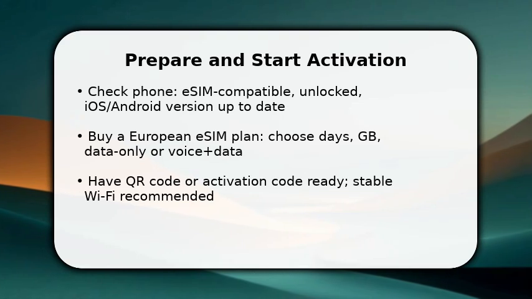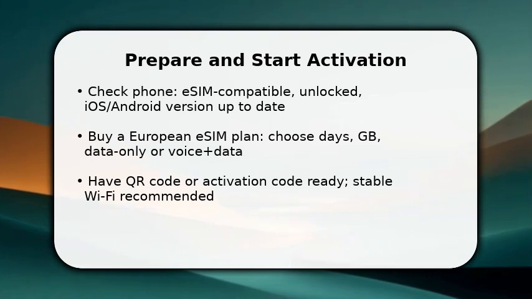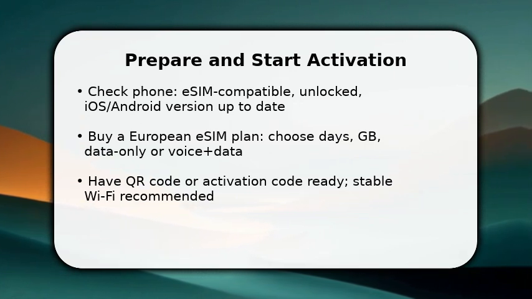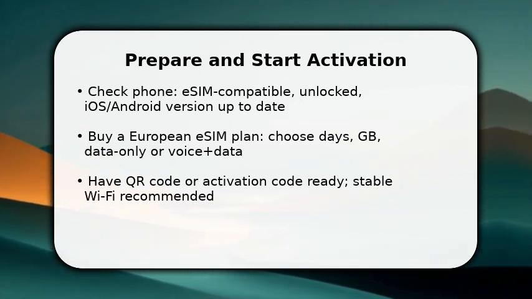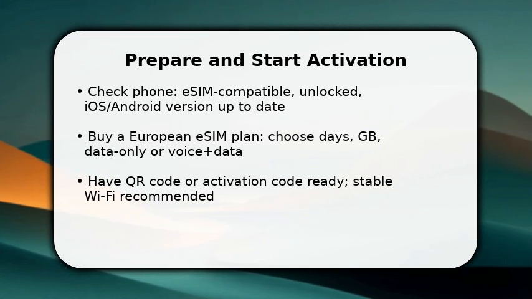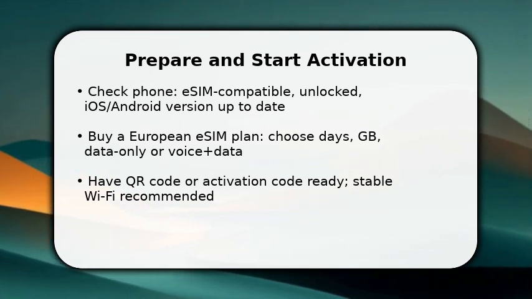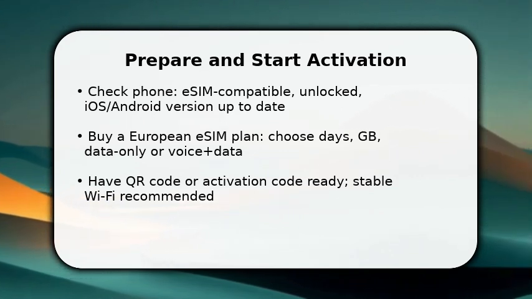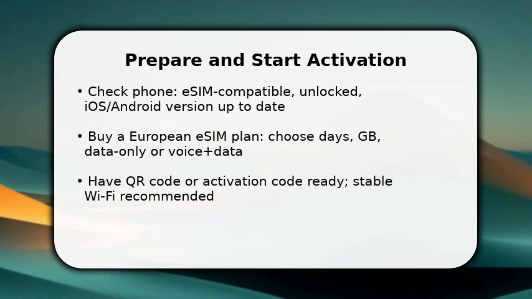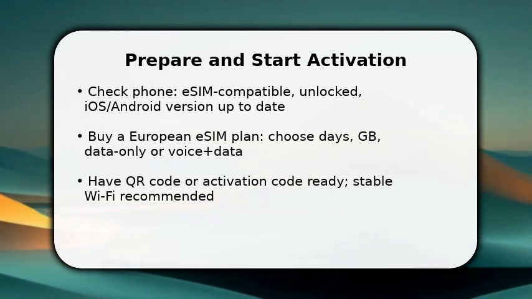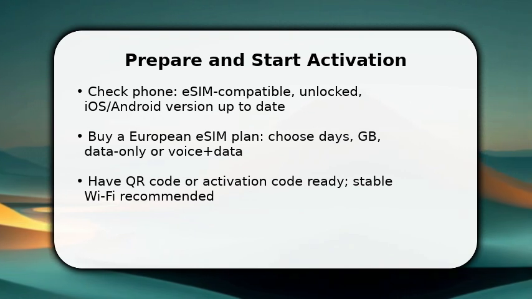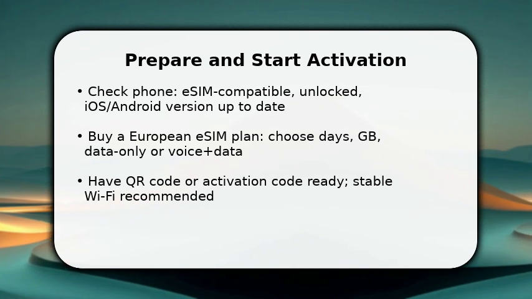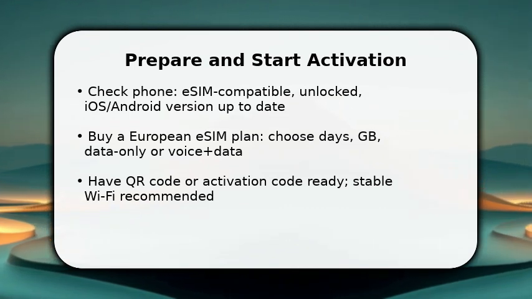You begin by confirming your device is eSIM capable and unlocked. This matters because carrier profiles require device support. Once done, purchase a European eSIM plan that matches days and GB needs, and download or save the seller's QR or activation code. You should connect to stable Wi-Fi before adding the profile. This prevents incomplete downloads. Make sure to note which plan will be primary versus secondary, so you can manage roaming and data priorities later in settings.